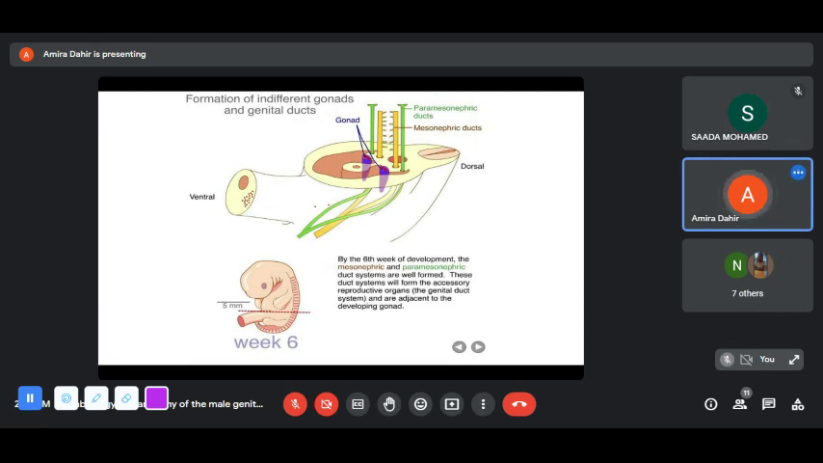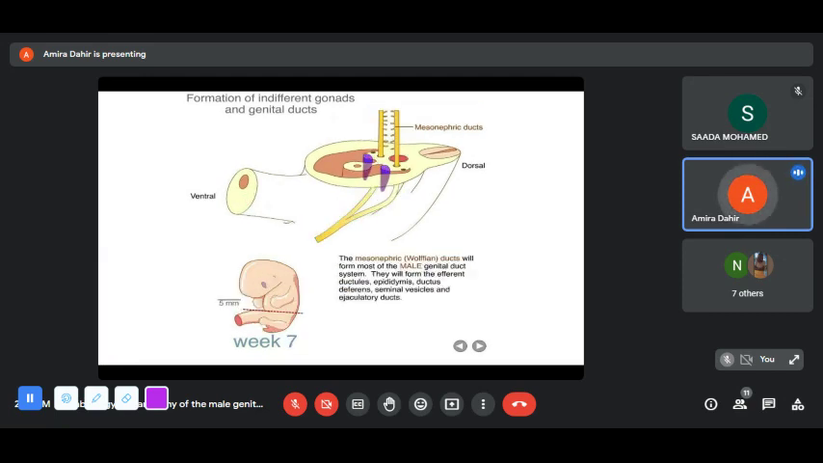And by the 6th week, these duct systems will form the accessory reproductive organs. That is the genital duct system adjacent to the developing gonad. So I'll talk about the genital duct system on the coming slides.